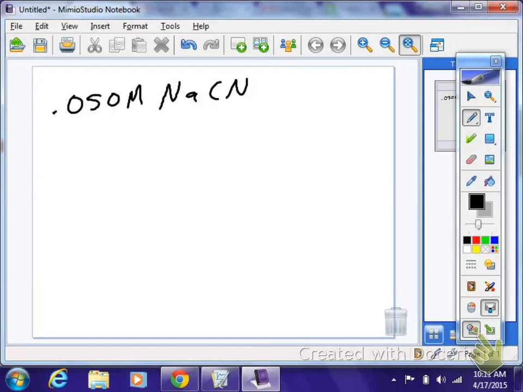Alright? So this is what happens when it dissociates or breaks apart. It goes from NaCN in solid form, dissociates in water to make Na plus and CN minus. Okay, now the CN minus is an anion of a weak acid. So what it's going to be is a conjugate base.